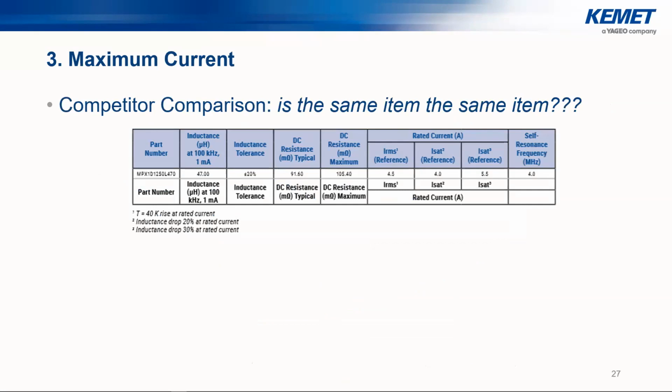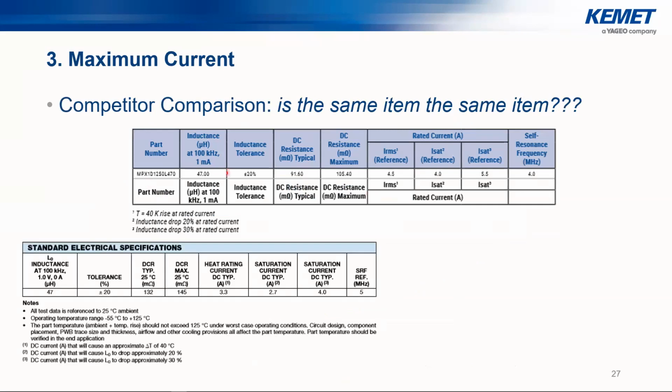And now I try to compare the same item. So I've chosen again one of our MPX series and a competitor. Well, what do I see now here? I started by having a look at the self-heating. And here I can see 3.3 amps, which is much lower. But in addition, the operating temperature range is plus 125 degrees. For our MPX series, it's 155 degrees.